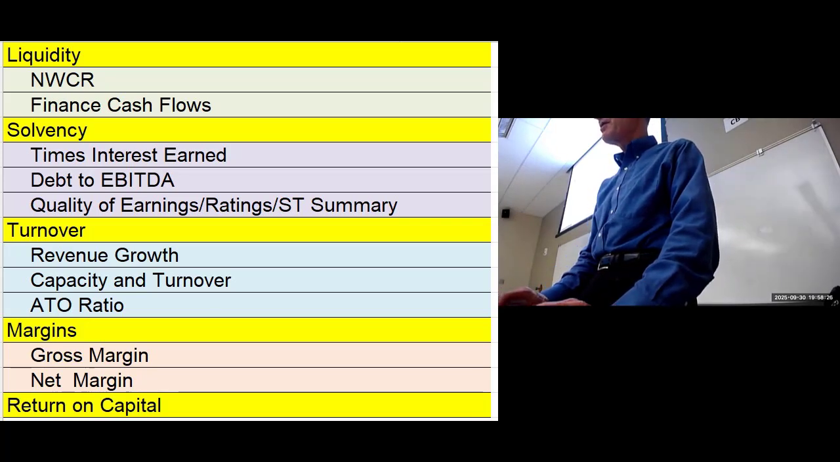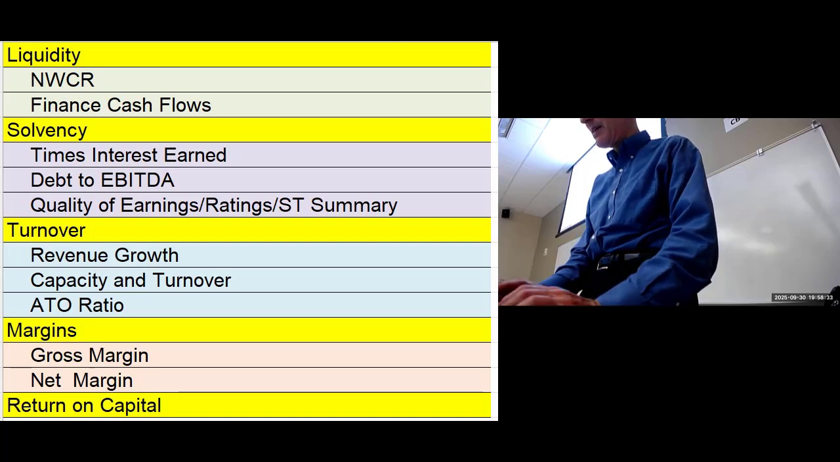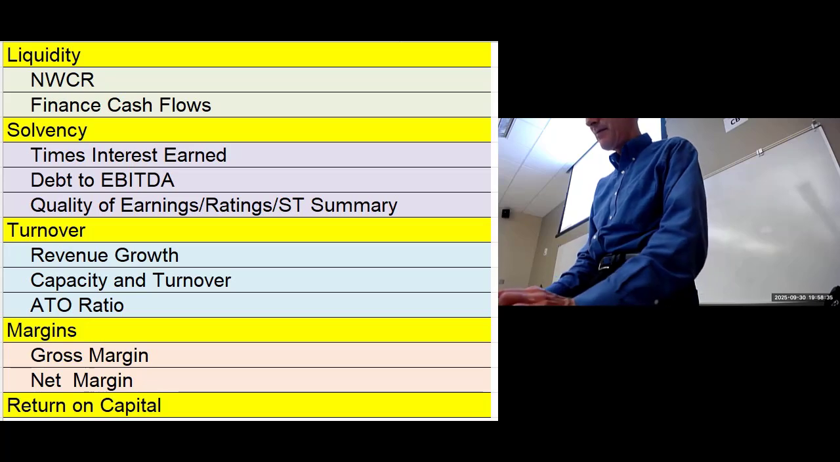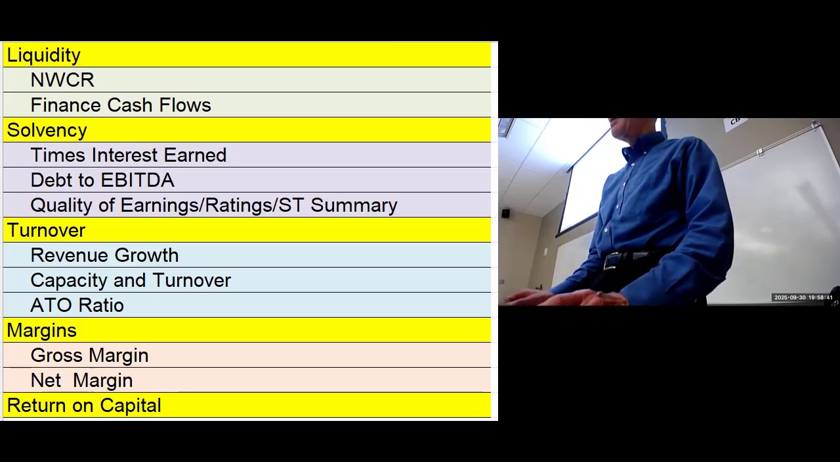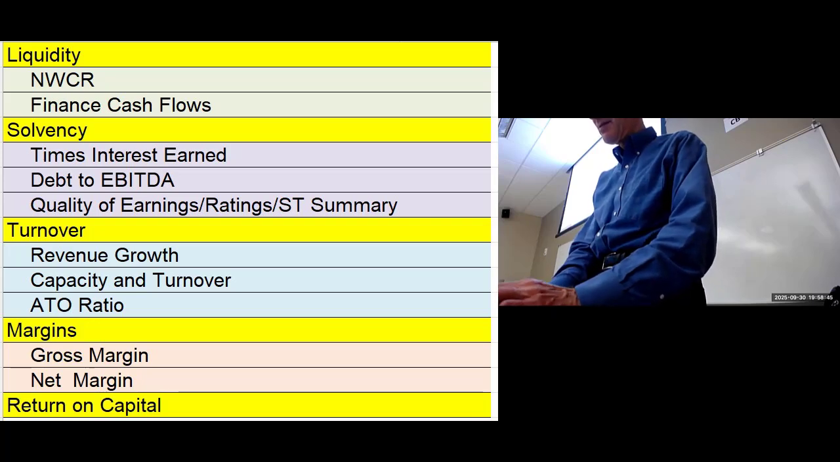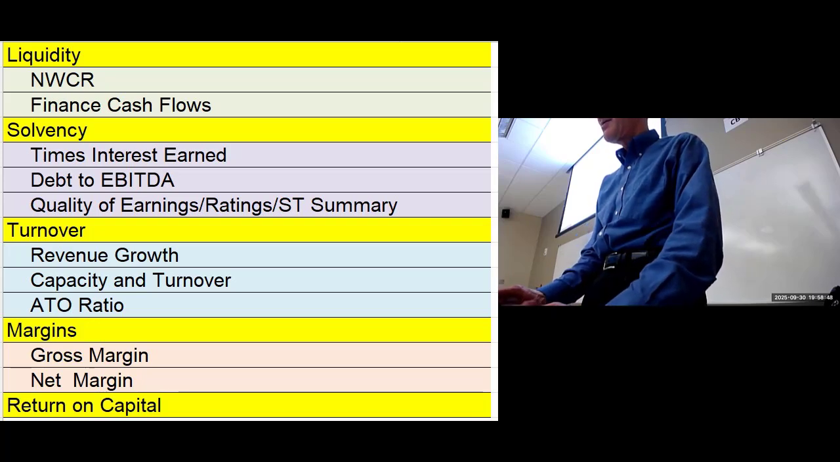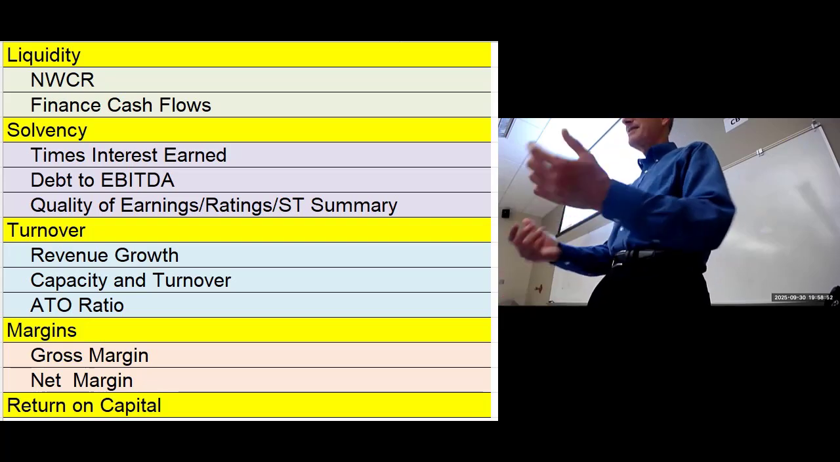All right, what were the two things we looked at over long-term growth? Turnover and margin. What were the three things we looked at on our turnover? Yeah, asset turnover. What's the basic one? Yeah, revenue growth.